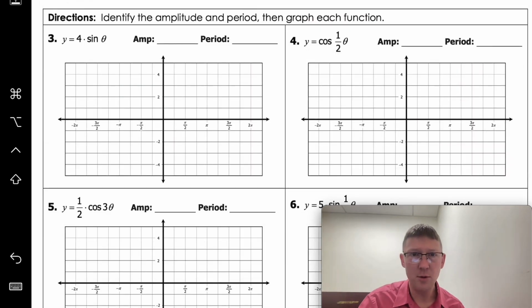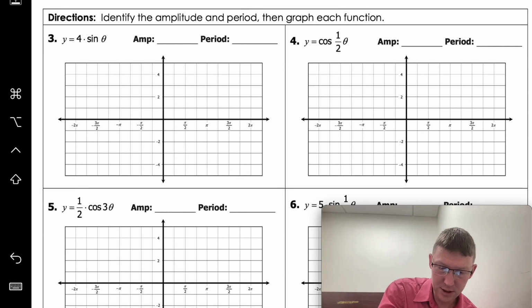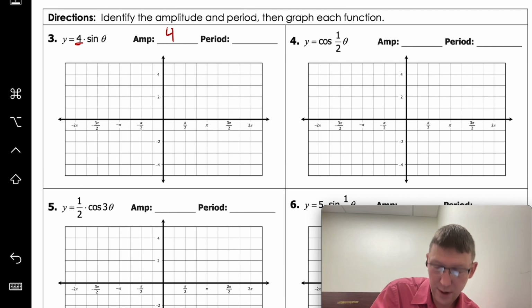Okay, so I'm looking at number 3. How do we graph it? Well, step 1, we know our amplitude is going to be this 4 right here. That's how tall it is. And then our period, it's just 1. So 2 pi divided by 1 is still 2 pi.